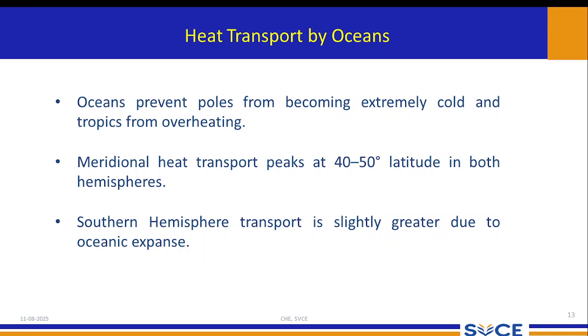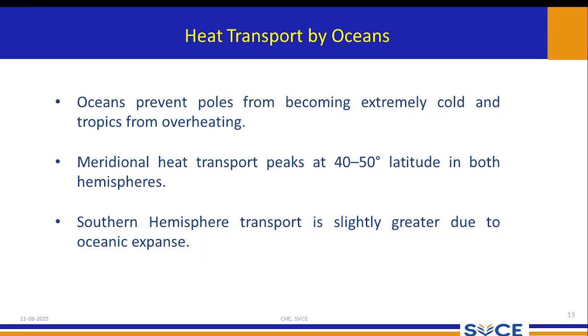Key aspects of meridional heat transfer: driving force, atmospheric transport, oceanic transport, and balance and stability. We'll see one by one. Driving force: the primary driving force is the temperature difference between the equator and the poles. The equator receives more solar radiation than it emits, while the poles lose more energy than they receive.